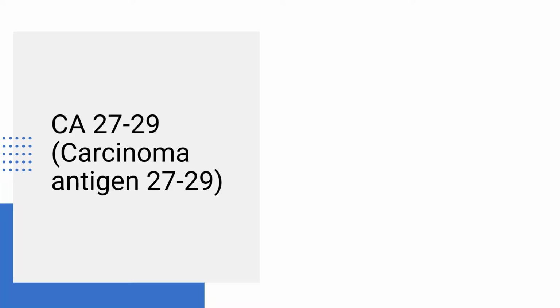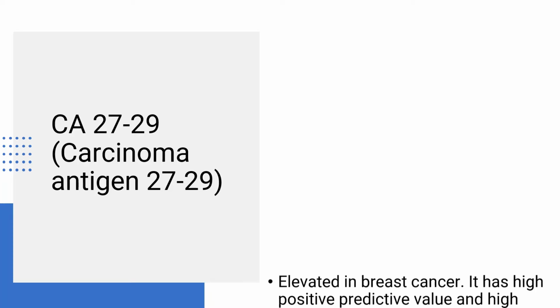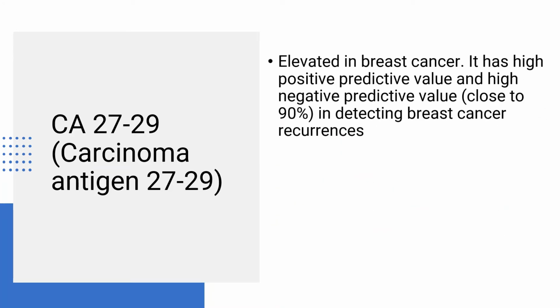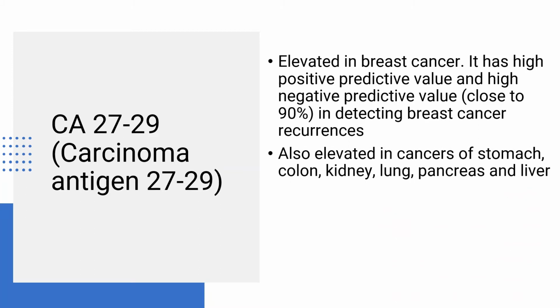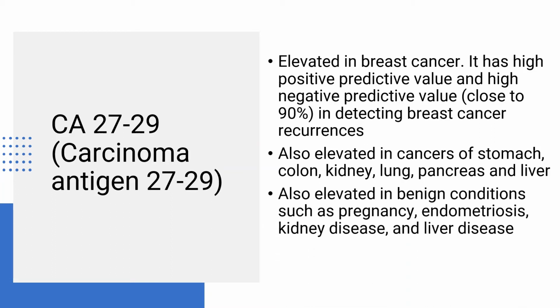CA27-29, carcinoma antigen 27-29, is elevated in breast cancer. It has a very high positive predictive value and very high negative predictive value, close to 90% in detecting breast cancer recurrences. It can also be elevated in cancers of stomach, colon, kidney, lung, pancreas, and liver. It is also elevated in benign conditions such as endometriosis, kidney disease, and liver disease.